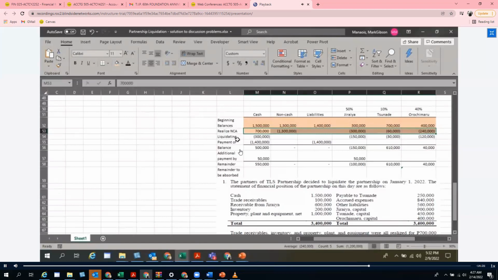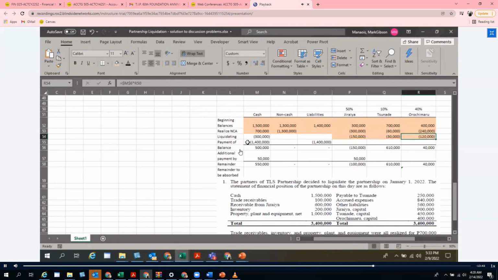Actually, the next step is also part of step number 1. That's the liquidating expenses. The liquidating expenses of 300,000, we have to settle it already to the third party. So we're settling it. Of course, we also have to adjust the capital balances. So that's 300,000 pesos multiplied by 50% for Jairaya, that's 150,000. 10%, or 30,000 pesos, for Tsunade. And then 120,000 pesos, or 40%, to Orochimaru. Okay?